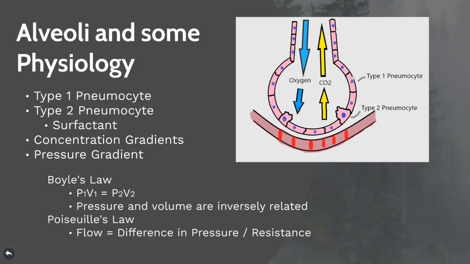Now, there are 2 types of cells in here. There's type 1 pneumocytes, and those are just our simple squamous epithelial cells. There're also type 2 pneumocytes, and they're really important for COVID-19 and for a number of reasons. The big thing we'll just say right now about them is that they make surfactant.